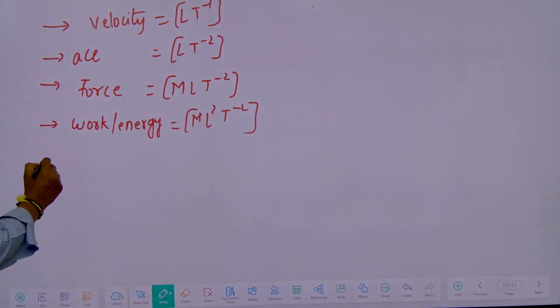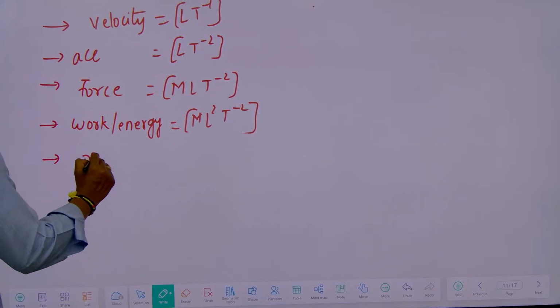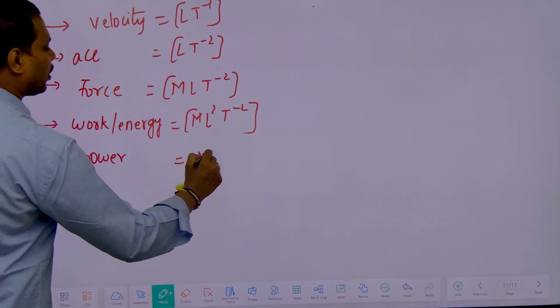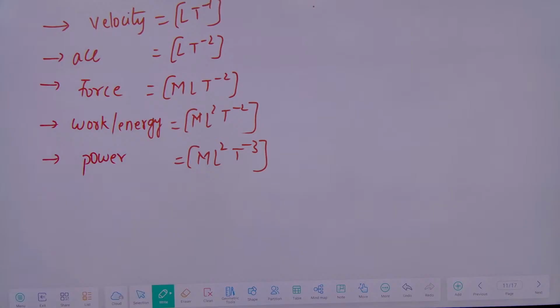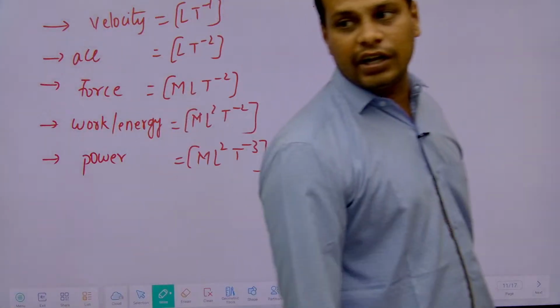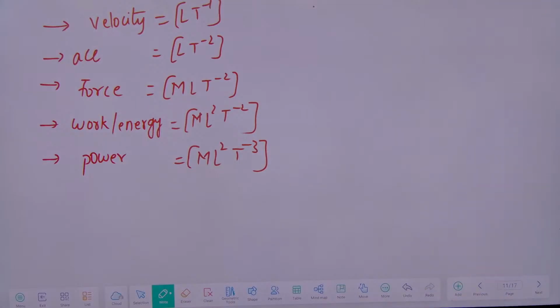Are you clear? Next, one more dimensional formula is there, that is power. Remember these compulsorily, because they come repeatedly. Power is ML² T power of -3. Remember these 5 dimensional formulas well, because we will get them repeatedly. Understood? Are you clear up to here?